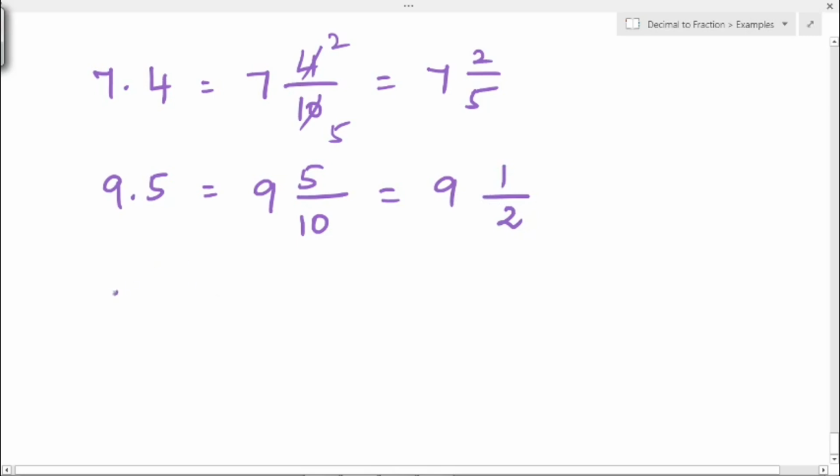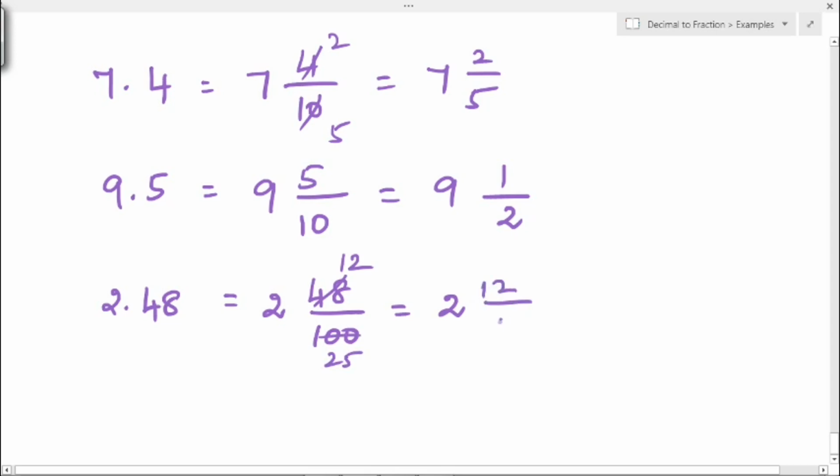Next, suppose we have two numbers like 2.48. After the decimal point we have two numbers. So first you have to write this 2 as it is, and this 0.48 you have to write as 48 by 100, because we have two numbers after the decimal point. So 48 by 100. If you simplify, if you divide it by 4 you will get 12 by 25. So 2 and 12 by 25. So this is how we have to convert a decimal into a fraction value.